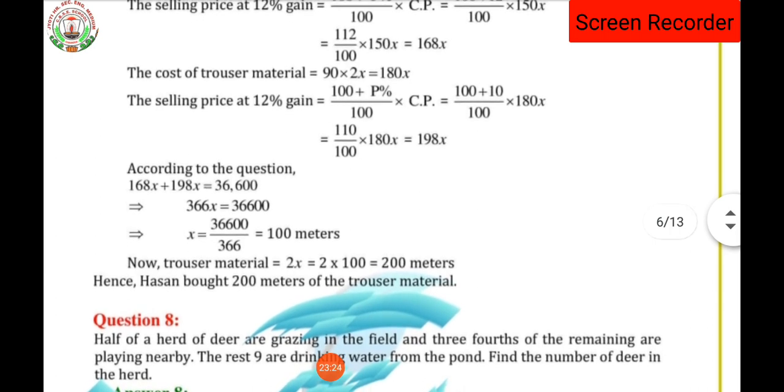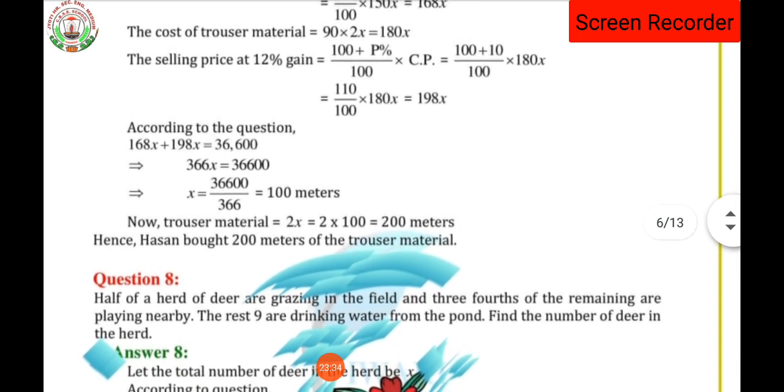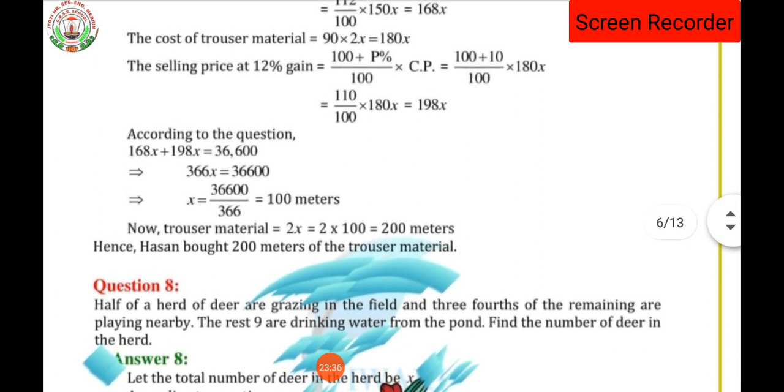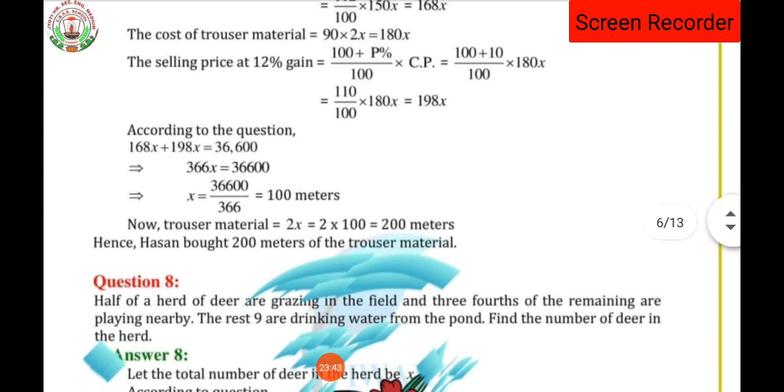Now trouser material is 2x, isn't it? And shirt material is 3x. So calculate, putting the value of x, we will get the required answer. Clear student? So dear student, here we had completed the question. Now tomorrow we are going to see question number 8. So today, thank you everyone.